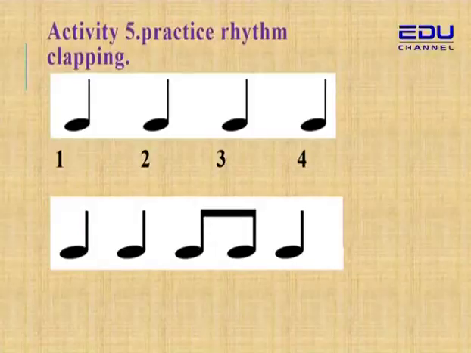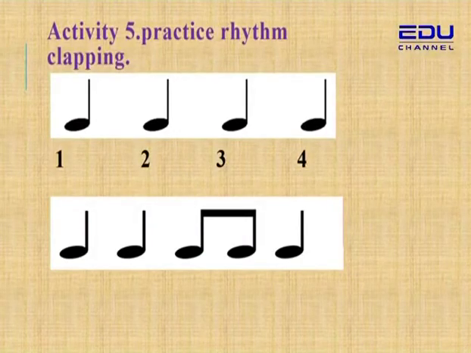Then, this is another group of rhythm. So, how many crochets are there? We have 3 crochets. And 1, 2, 3. And quavers? We have tied, 2. Yes, they are tied, so there are 2.